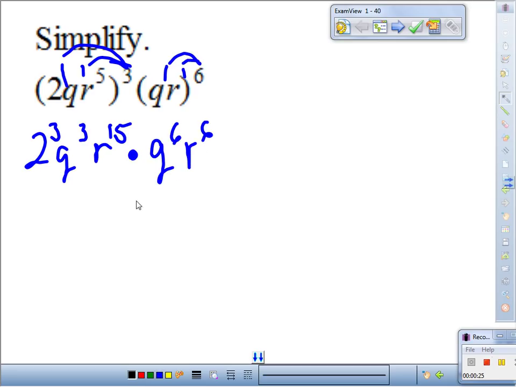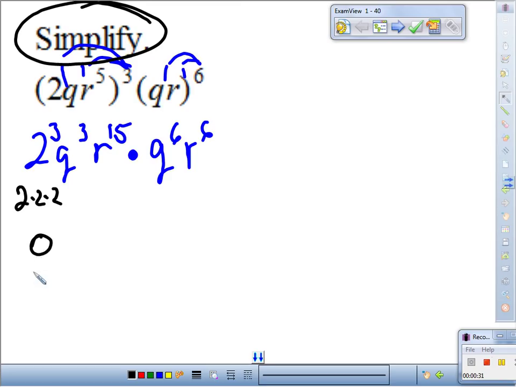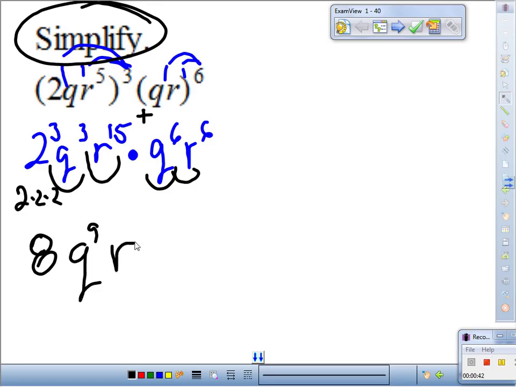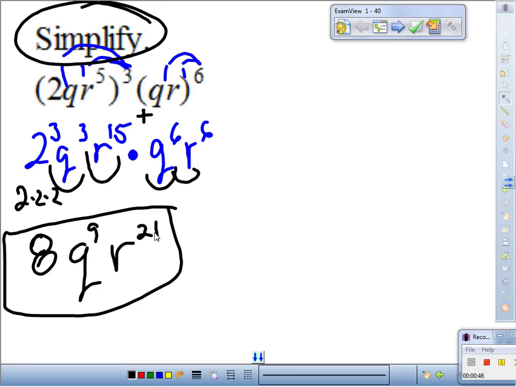Are we there so far? Now that we multiplied, now we're going to simplify. This becomes 2 times 2 times 2, which is 8. These are the same bases. What happens to the exponents when we're multiplying? We add 3 plus 6, that's 9. Same bases, 15 plus 6, that's 21. Hands if you got that. Okay. That was number 1.